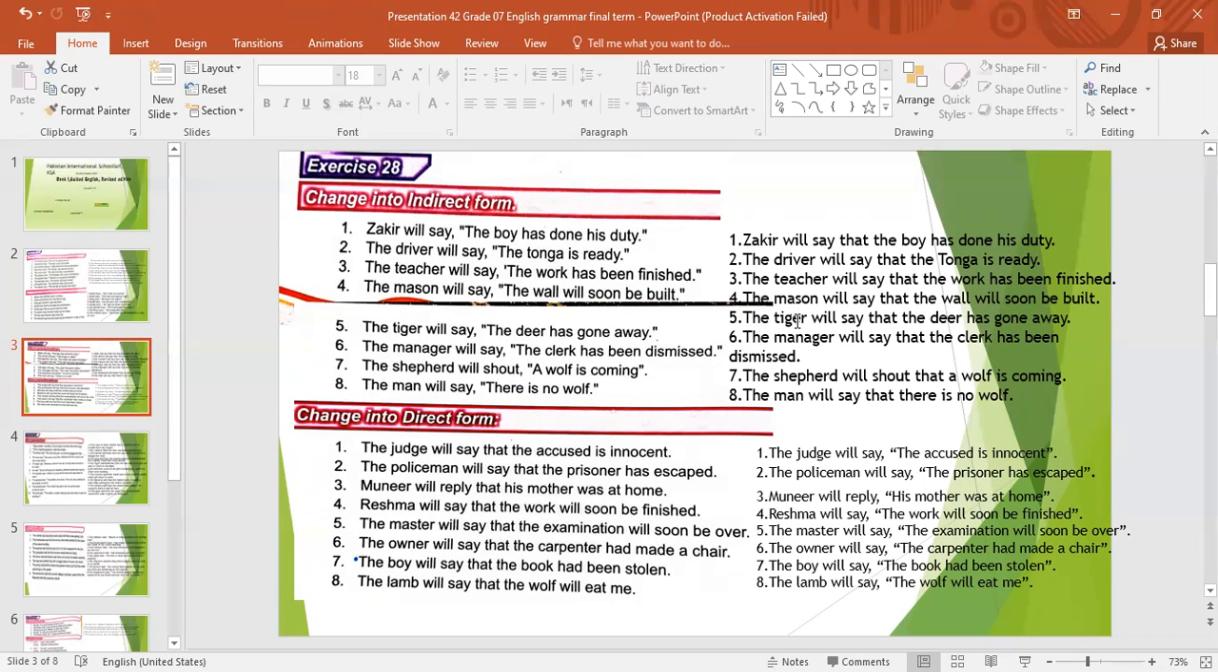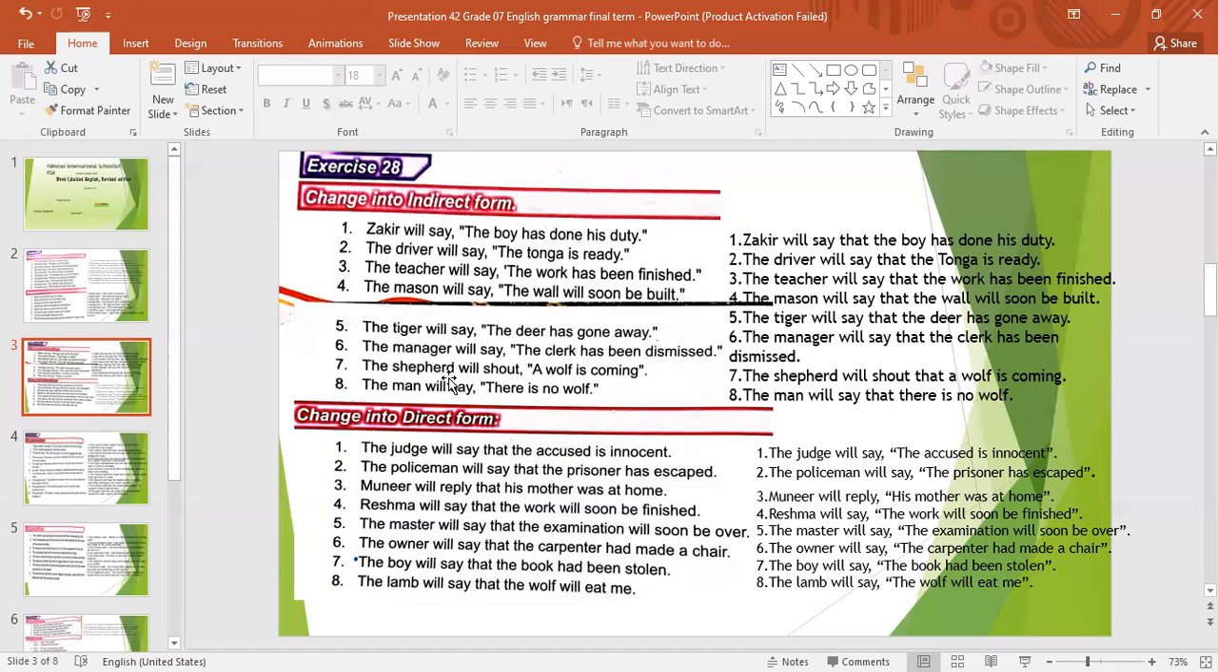Sentence number 6 is, the manager will say, "The clerk has been dismissed." Yes, student, this sentence is direct speech. Here this is the reporting verb and here this is the reported speech. The indirect sentence is: the manager will say that the clerk has been dismissed. Just putting that into the sentence and it will become indirect speech.